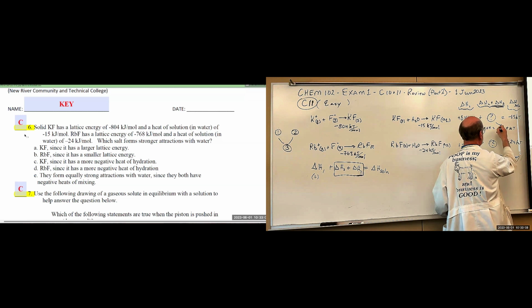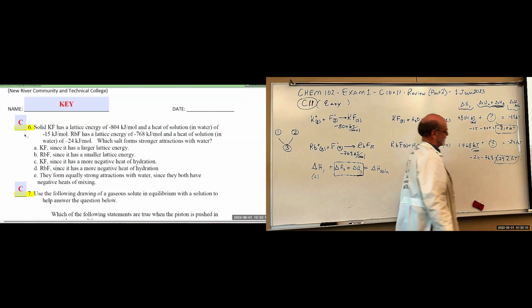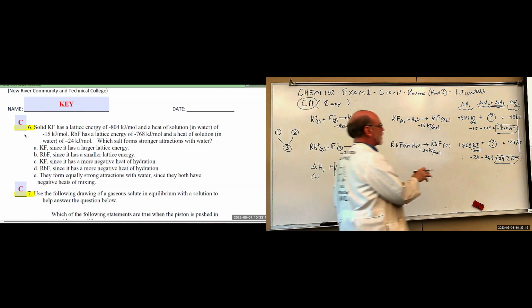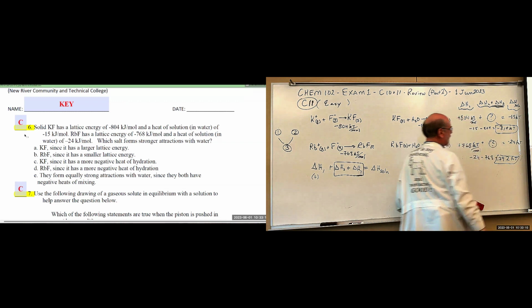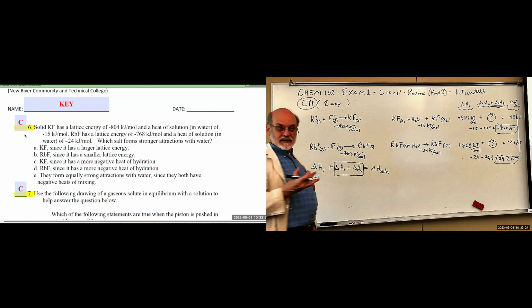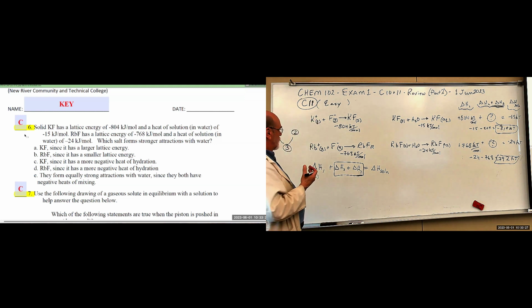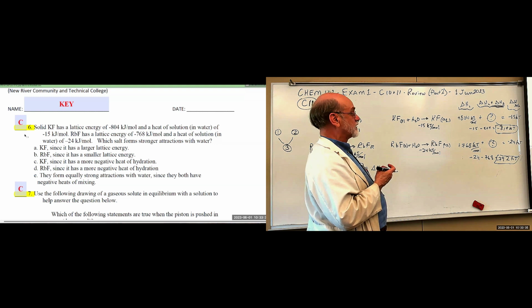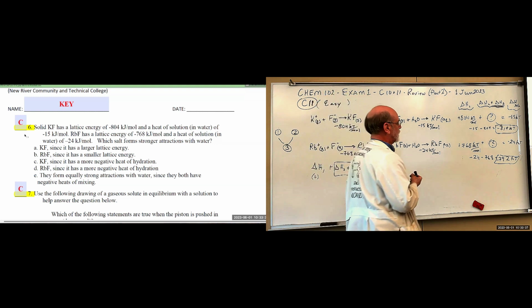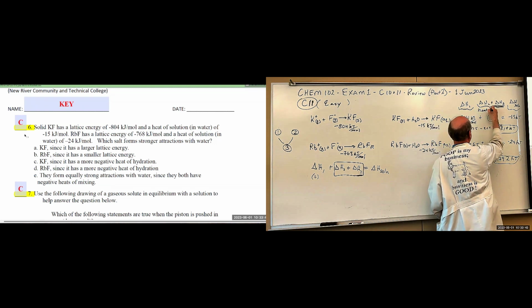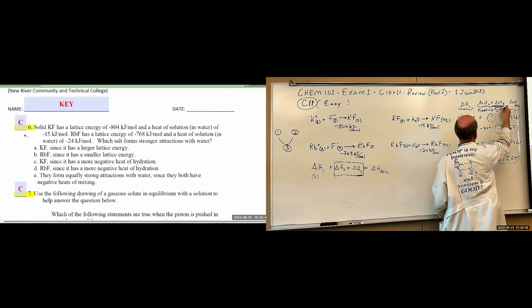So we're comparing this one and this one. Which one gives up the most energy in this process? That one, KF. That means it has a stronger attraction. KF has a stronger attraction for water than does RbF. And which one would that be? C, KF, since it has a more negative heat of hydration. So this one is identified as heat of hydration.